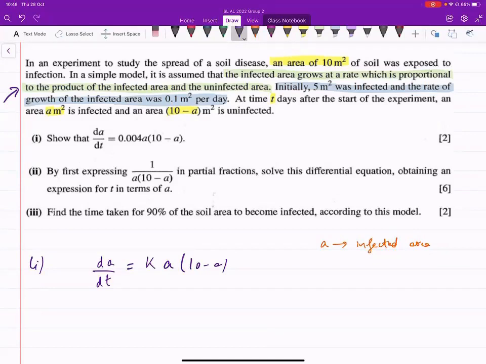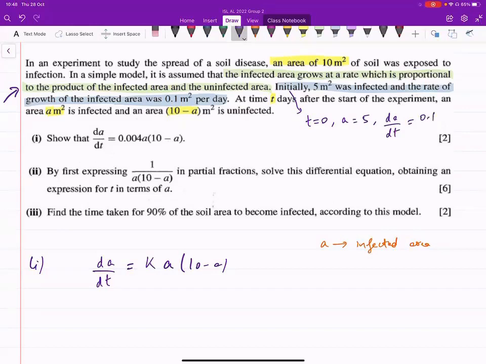हमारे पास information क्या क्या दी हुई है? अच्छा, initially का क्या मतलब होता है? Initially का क्या मतलब होता है? Time 0. Initially time 0 था. 5 meters square was infected. That means A is 5. Rate of growth, that was dA over dt, that was equal to 0.1.